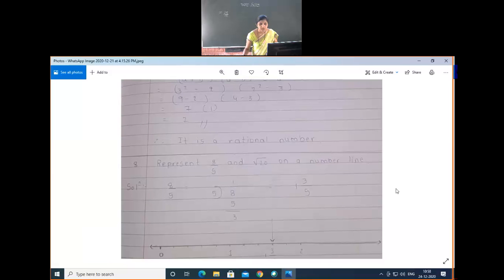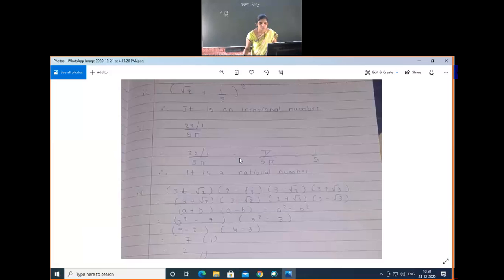Mataji, I asked it. Yeah, Danya. How did you take this problem actually? Root 2 plus 1 by root 2, you took. Okay, so we'll take both the conditions.